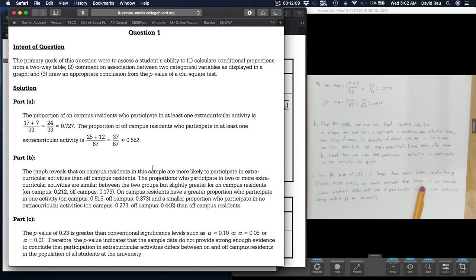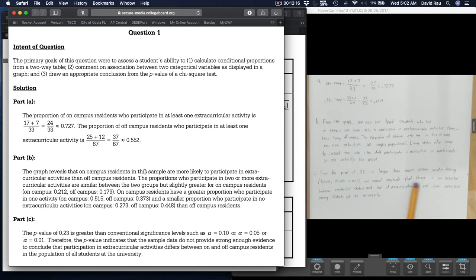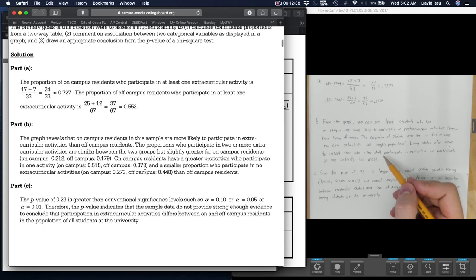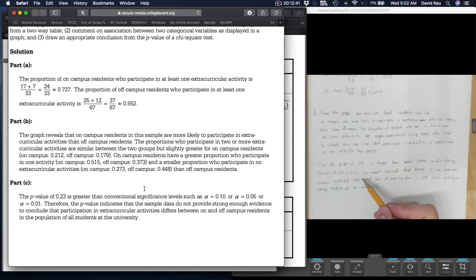Okay, the graph reveals that on-campus residents are more likely to participate in extracurricular activities than off-campus. Okay, awesome, nailed that. Proportion who participate in 2 or more activities are similar. Nailed that. On-campus residents have greater proportion of participating in one activity. Now, I think I pretty much got that in part B, but we'll talk about that in more detail below. Again, part C, I pretty much nailed it again, so feeling pretty confident.